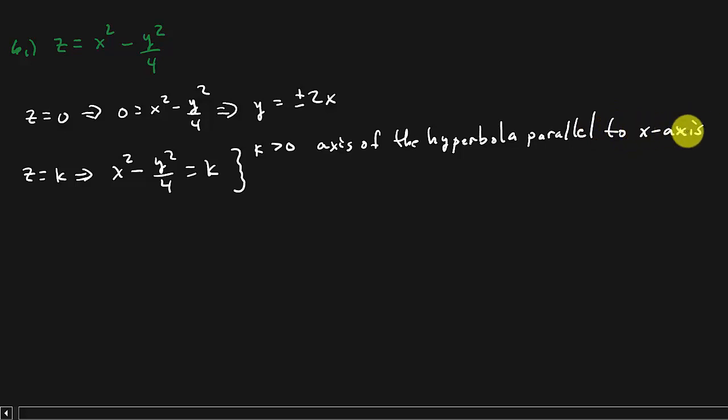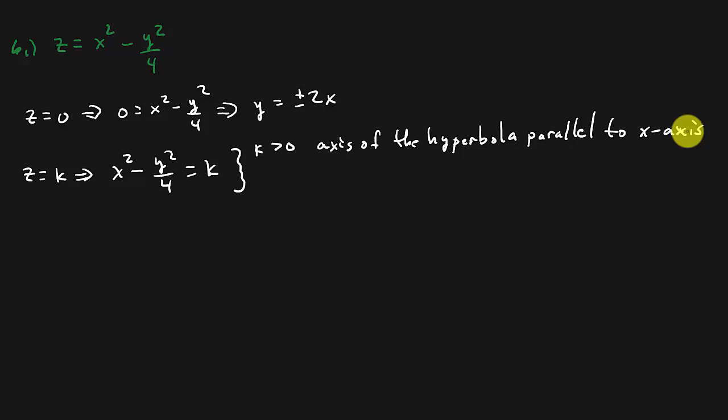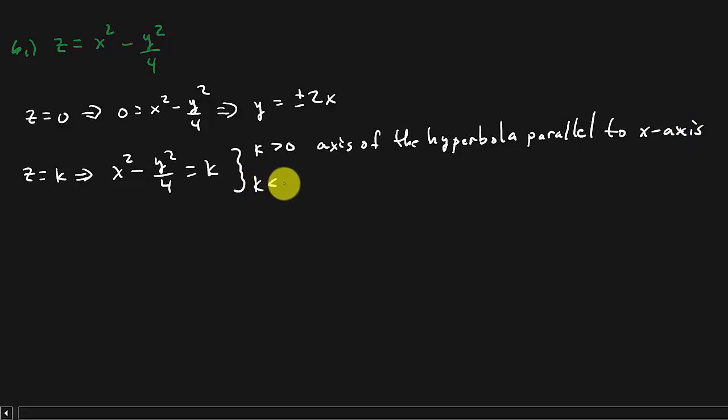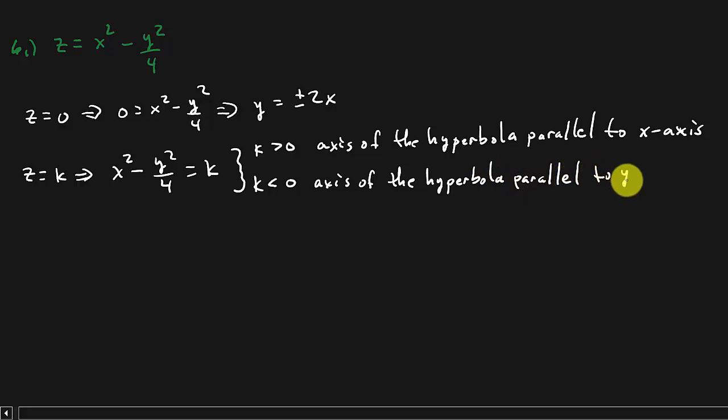Okay, the axis of the hyperbola is parallel to the x-axis. And then if k is negative, the axis of the hyperbola is parallel to the y-axis. Okay. All right. So just think about that for just a second.